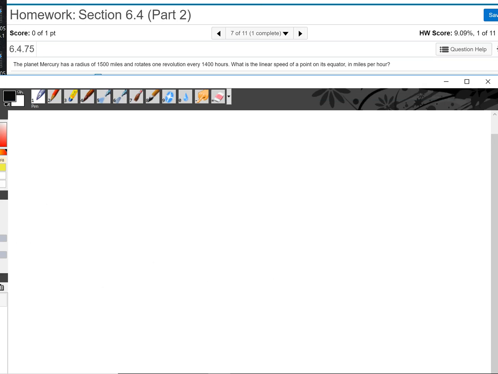Okay, so let's look at this one. The planet Mercury has a radius of 1,500 miles and rotates 1 revolution every 1,400 hours. What is the linear speed of a point on its equator in miles per hour? So this is number 7.